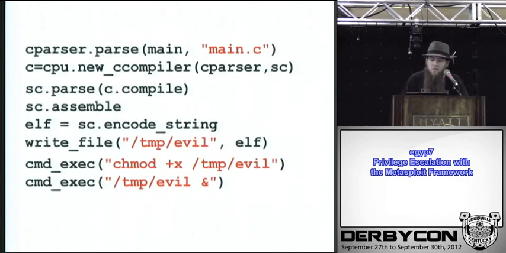Then we create a new compiler. We compile that down and parse it. Then we assemble what it parsed down to. Then once we've assembled everything, we encode it as a string. And in this case, it's encoded as an ELF file, so we can write it out as an executable.